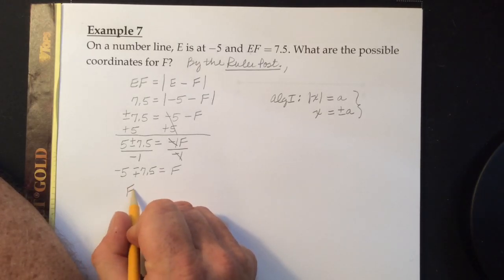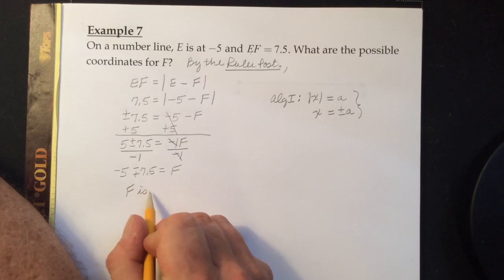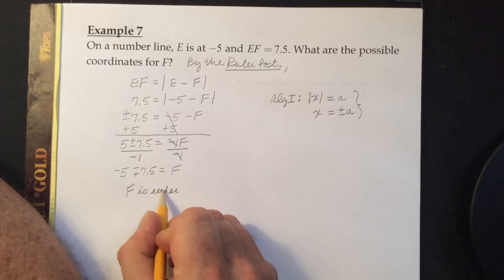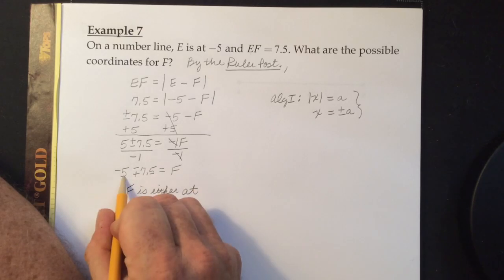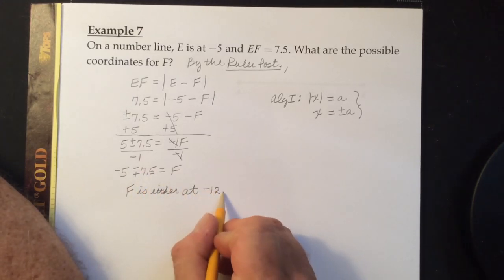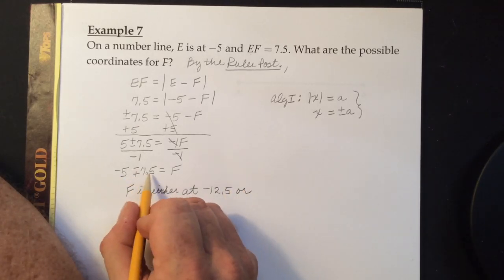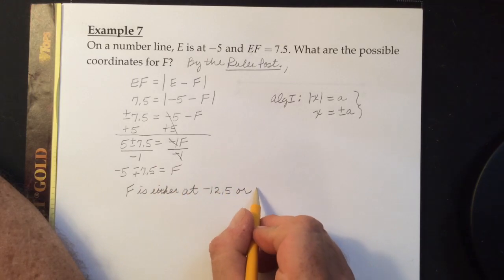So f, the coordinate at f, is either at -5 minus 7.5, which is -12.5, or -5 plus 7.5, which is positive 2.5.